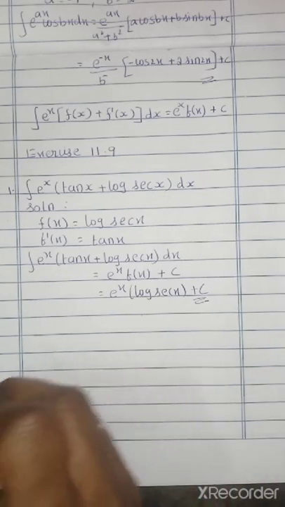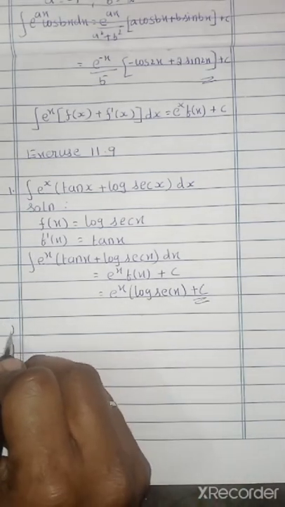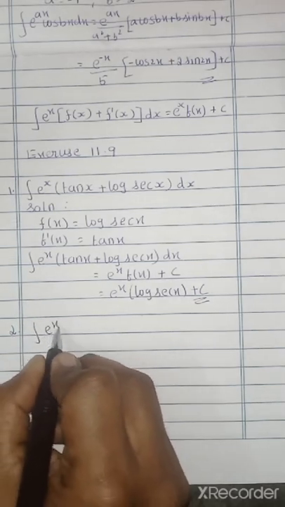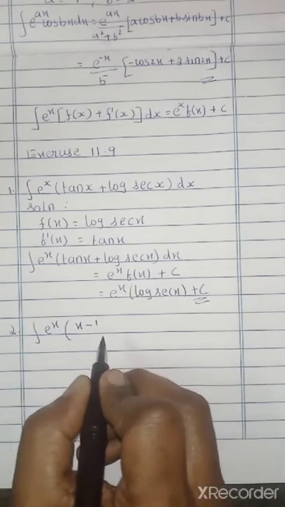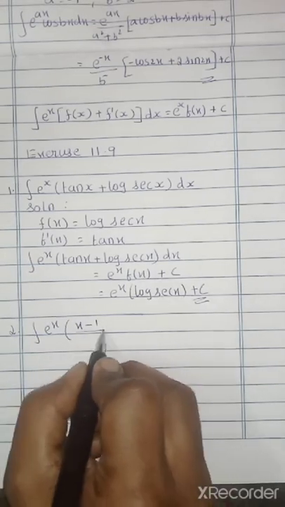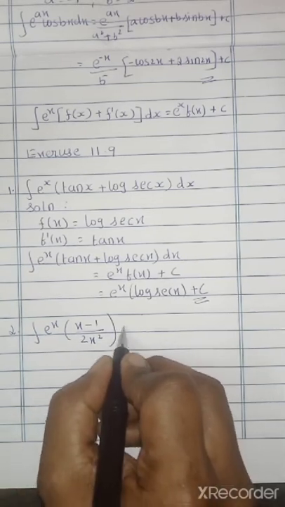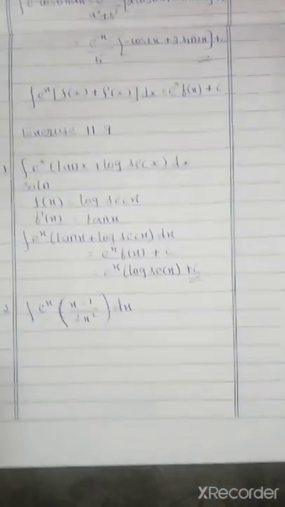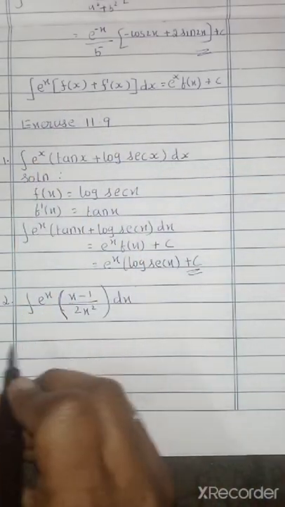Okay. Now the next problem. Second problem: integral e power x into x minus 1 by 2x square into dx. Okay, now see how we can use this form.